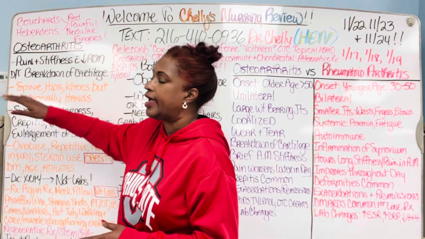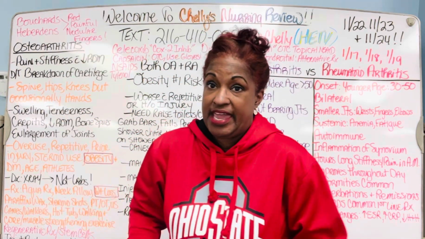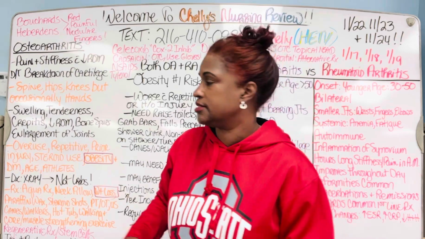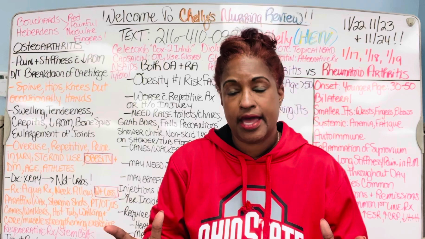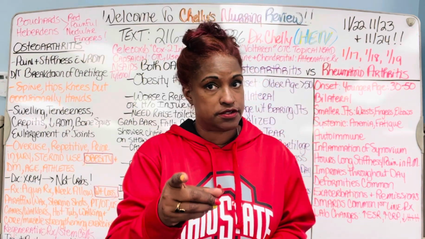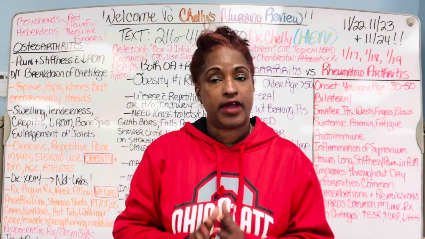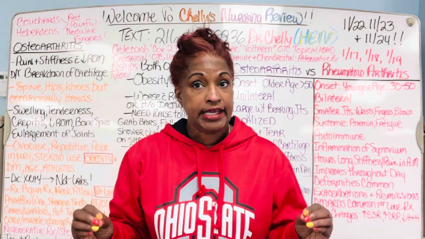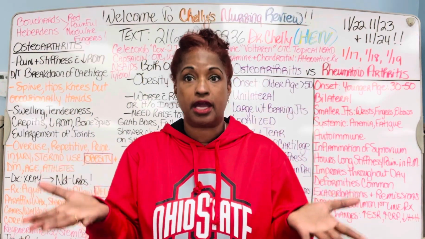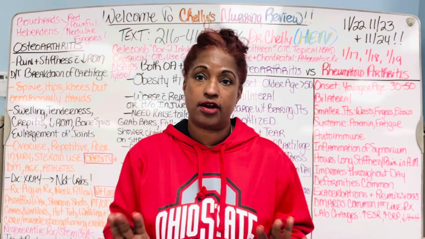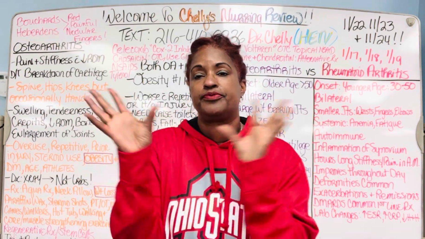Now, when we look at which joints are mostly affected, we're talking big weight-bearing joints. Spine, hips, and knees primarily. But it can also be shoulders and also hands. Be very careful. Knees, spine, and hips are weight-bearing joints. They are primarily the most affected. Again, you could also have shoulders and even your hands.